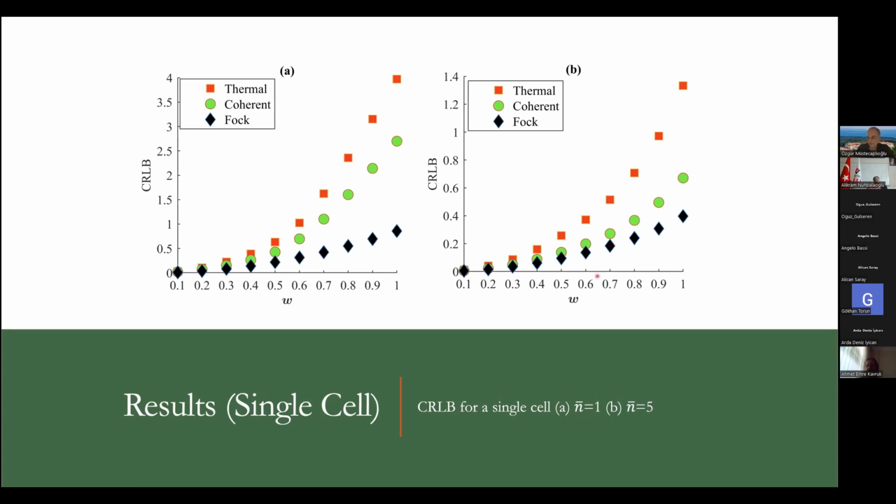Numerically, we just stop here. But if you go to 10 or more photons, it's just a numerically more exhaustive calculation, but you can get a similar trend. Fock states always perform better than the other two. Coherent states are intermediate, and the thermal state is the worst choice to investigate the human visual system.